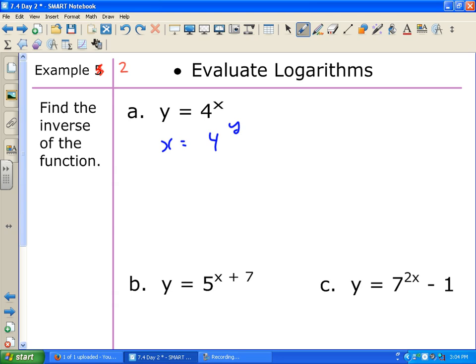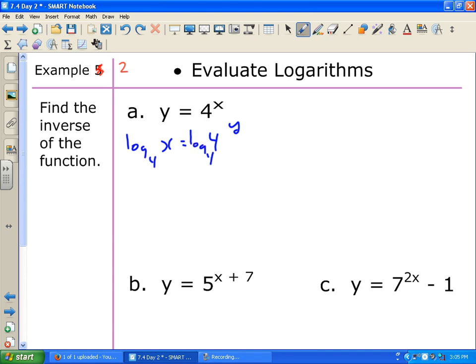We need to get y by itself. So we need to get rid of a base 4. And the way that I would get rid of a base 4 is to introduce a log base 4 to both sides of the equation.